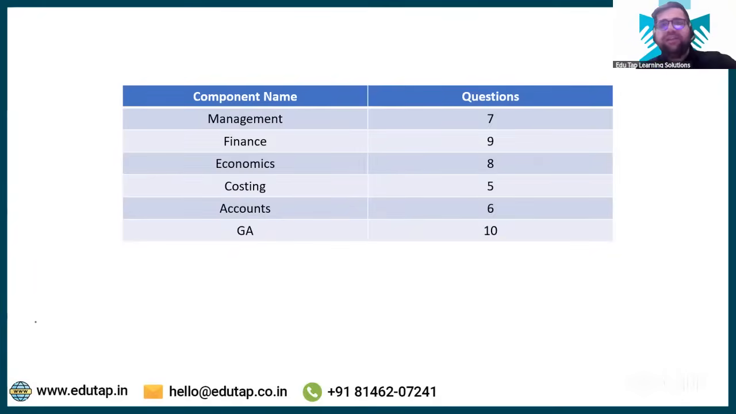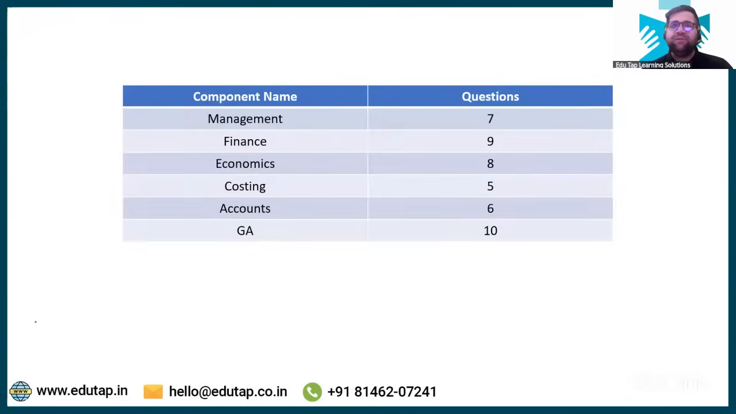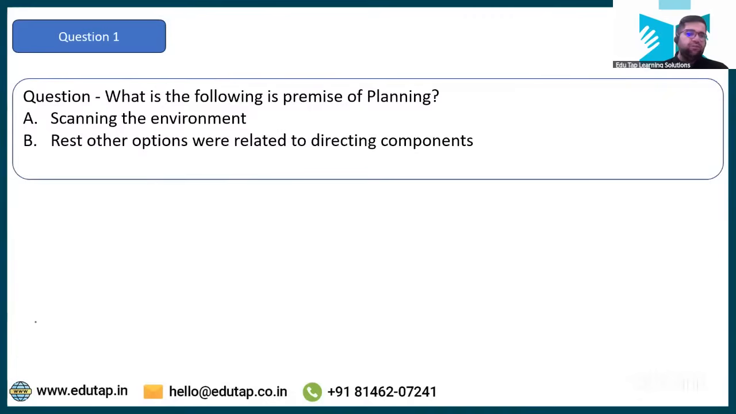Now, first I'm starting with management. How many questions were there? 7. I have the list of all the 7 questions, and now let's discuss them one by one. First of all, which of the following is the premises of planning? There was some question like this, and in management, certain questions were very, very lengthy. Once you see any lengthy question, we are not able to get the exact data or the exact statement. So this was some question related to the premises of planning.